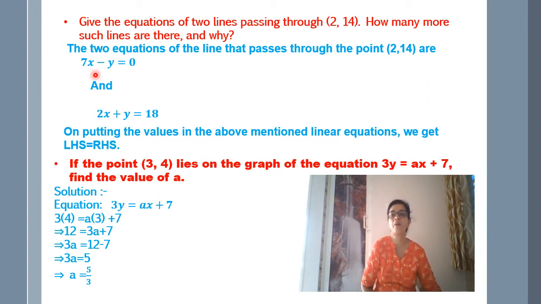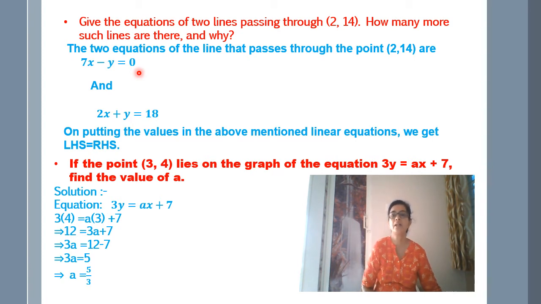7x minus y is equal to 0. Here, if you replace x with 2, what do you get? You get 7 into 2 is equal to 14. And when you replace y with 14, we get minus 14. So 14 minus 14 is whatever it is equal to, you write it in RHS. You calculate 14 minus 14. Once you calculate, whatever you get, you write it in RHS. Here we are getting 0, so I wrote 0 in RHS.